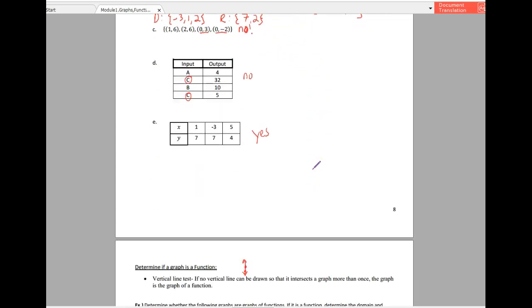Going down to our next set, that was a function. Here, remember the x is the input, the y is the output. So for my domain, the values I used were 1, -3, and 5. Sometimes it's a little bit more standard to write small to large, so you might write -3, 1, 5. I particularly don't care. So again, I see a repeat here. I'm just going to write 7 once.